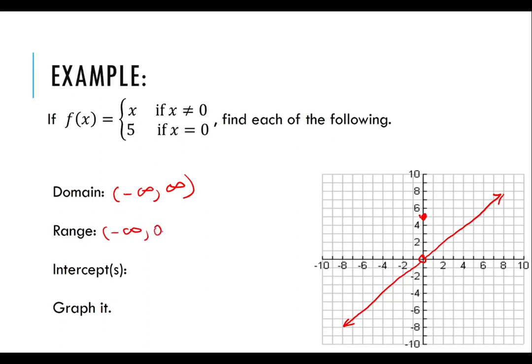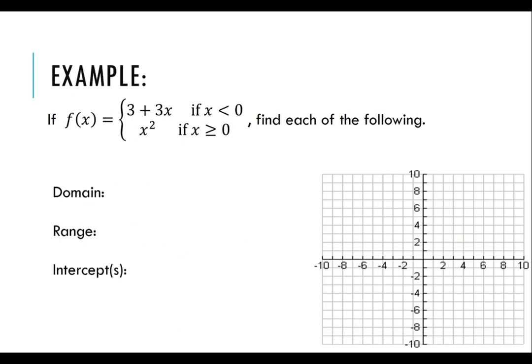Because 0 isn't really included, we don't include 0, that is with the parentheses. Then we pick back up right after 0, so union, start again at 0, and then move on to infinity. So those are all the values that get output from the function. Then we need to find the intercepts, but notice there's only one intercept, that is that point, 0, 5, and so that's our only intercept. And since we've already graphed it, we're done.